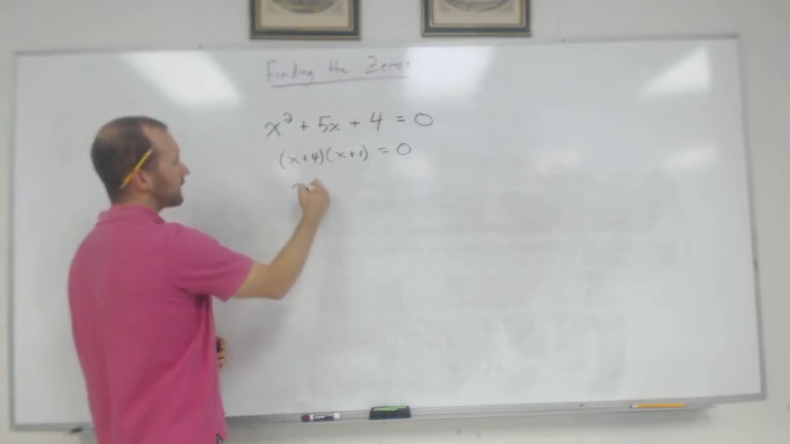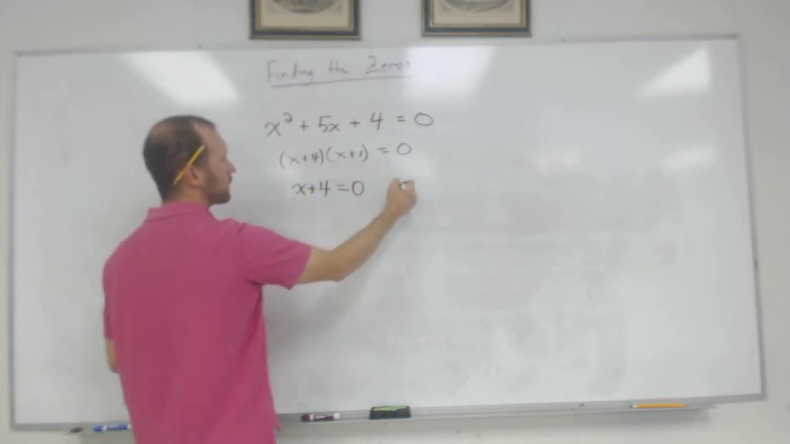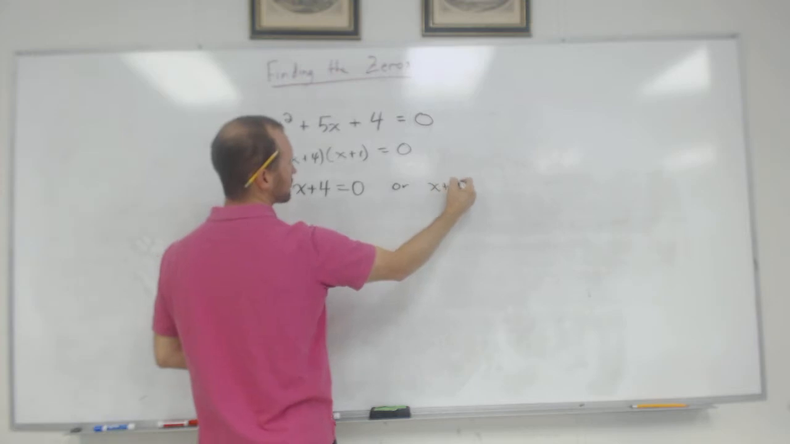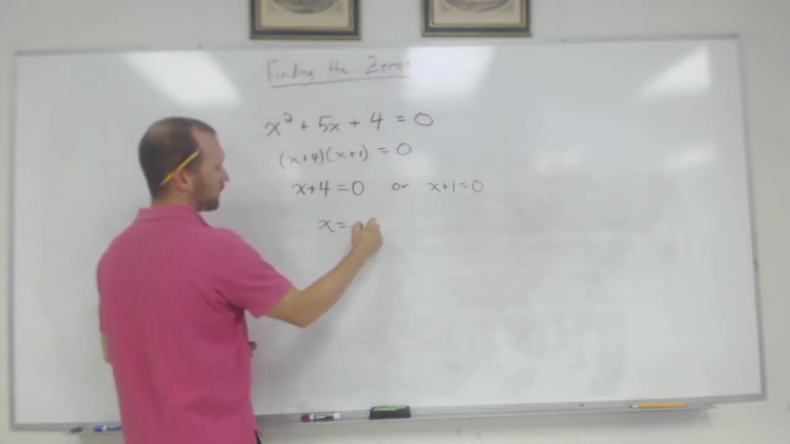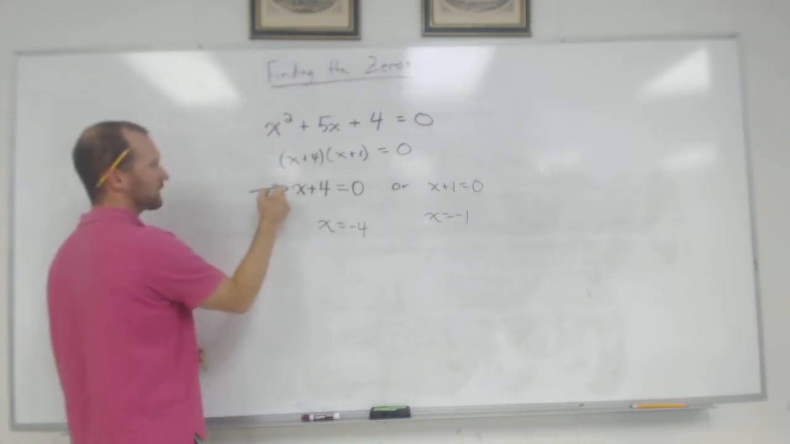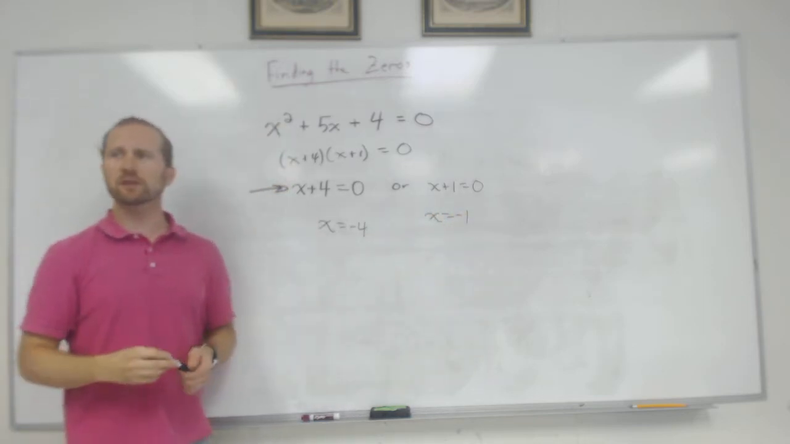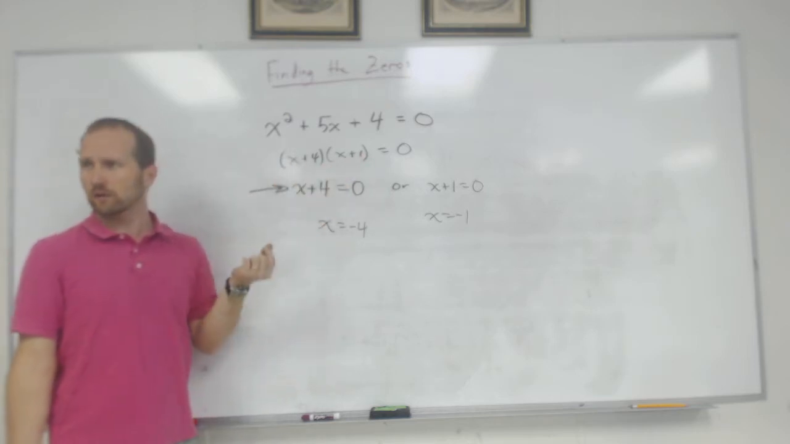I'm going to write out the next step, which is that either x plus 4 equals 0 or x plus 1 equals 0. But a lot of times you guys probably will skip writing this step because you get really used to seeing this and just being like, oh, -4 and -1, right?